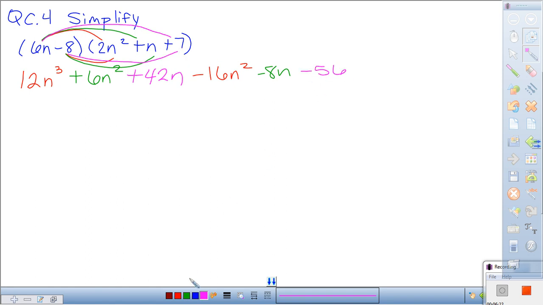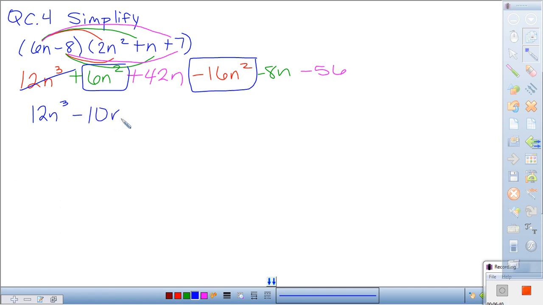All right, that's a lot of terms. We want to consolidate that. We need to go ahead and combine all of our like terms. So we have 12n cubed. It has no like terms. Done with that. 6n squared and negative 16n squared. So we end up with negative 10n squared.